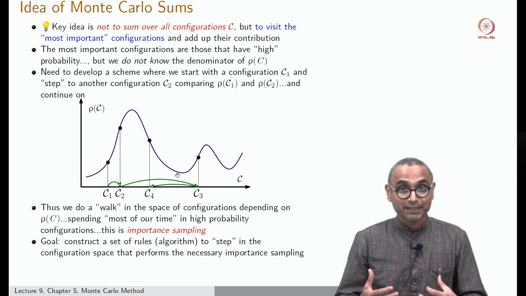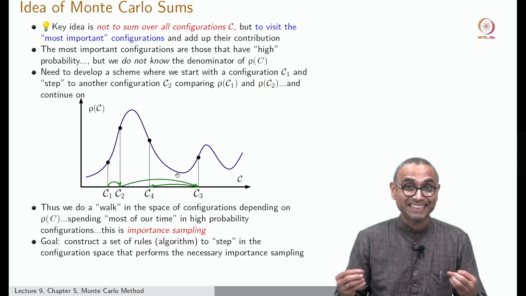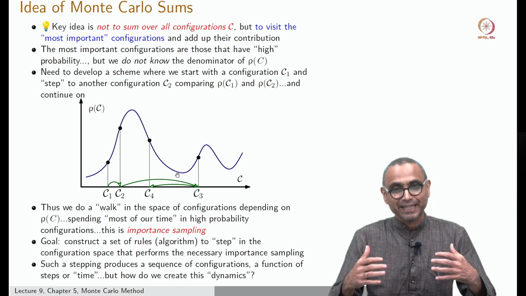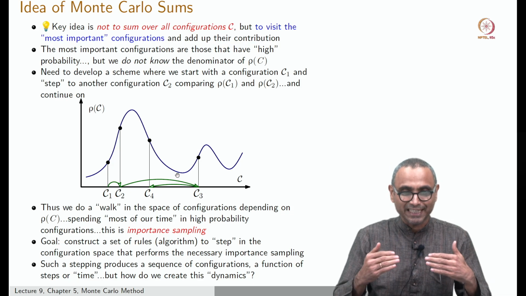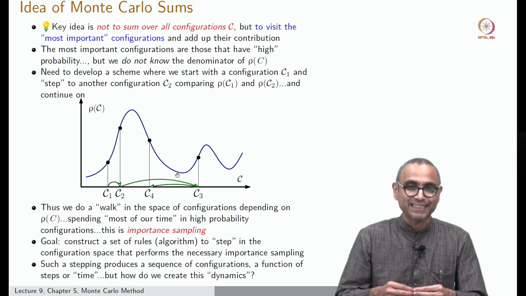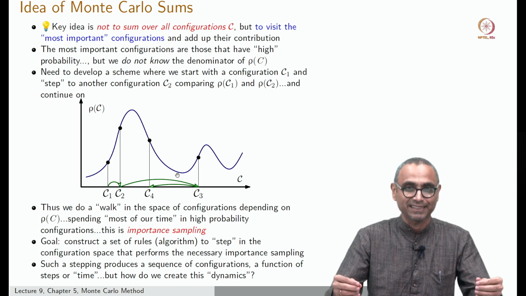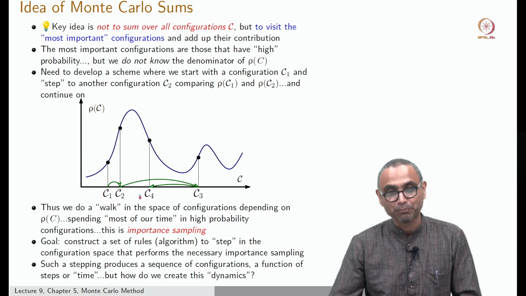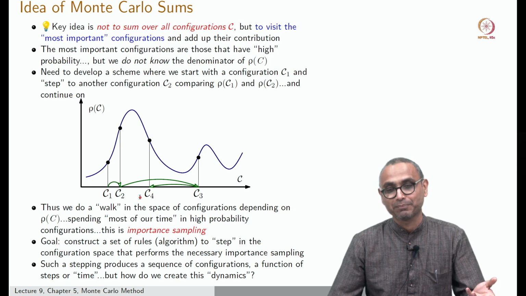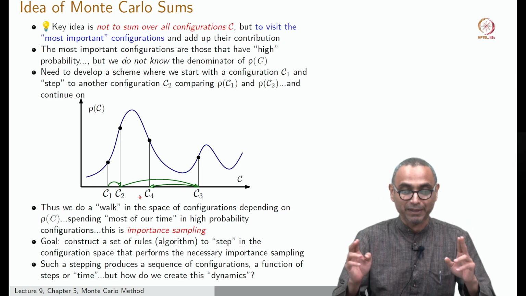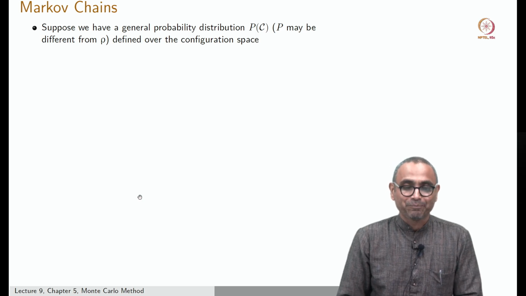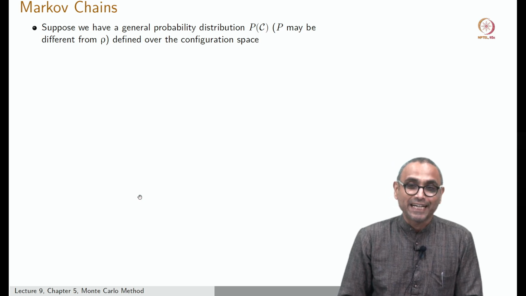So we need an algorithm to take these steps. This algorithm requires a certain kind of dynamics, in the sense that you need to tell me if I am in a certain configuration, how will I go to the next configuration. So for example, if I am at C3, I am showing here that I have jumped to C4. How did I decide to jump? I need this sort of dynamics. Okay. So I am going to introduce the idea of Markov chains.